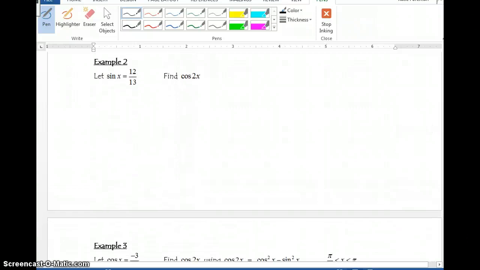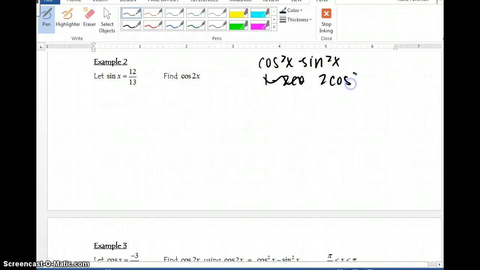Example 2. Let sine x equal 12 over 13. Find the cosine of 2x. Now remember, you will have a formula sheet on your homework quiz and on your test. So look at the given information. The given information I have is the value for the sine function. So I'm not going to use either identity that involves the cosine function. It wouldn't make sense for the information that's given to me. So let's use the 1 minus 2 sine squared x. It makes the most sense. We don't have to solve for any other type of information. It's right there in front of us.